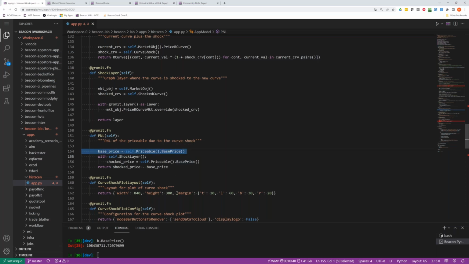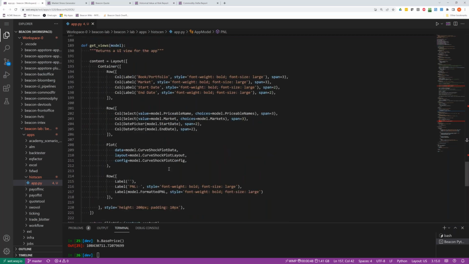So I just say I've got the base price, that's the price without doing the curve shock. And then in a grommet layer, which is like a layer of the dependency graph where I've applied my shocked curve, I can go and get the price of the book. So it's really easy to do calculations like that using the dependency graph.